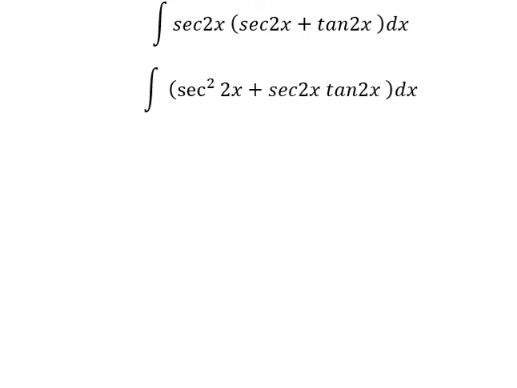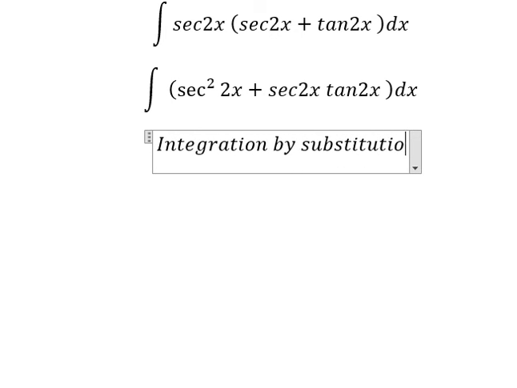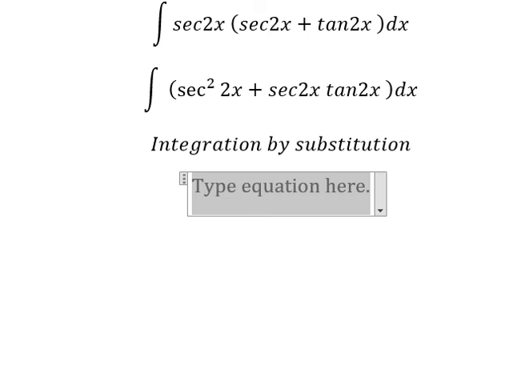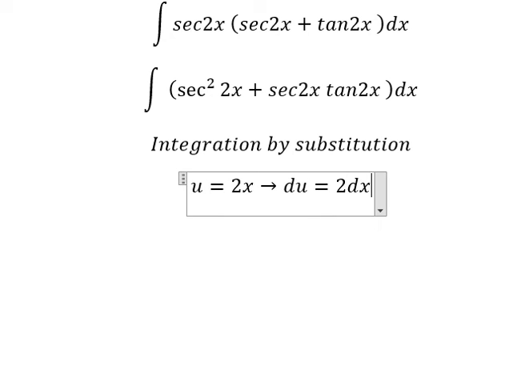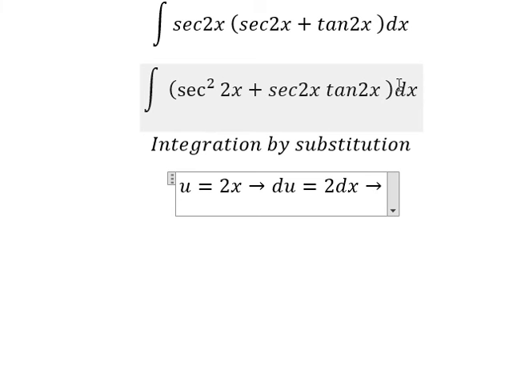Next, we need to use integration by substitution. So I will put u equals 2x. Then we take the first derivative of both sides, and we have du equals 2 dx, because the derivative of this one gives you number 1. So we have it like this. Because we don't have number 2 next to the dx, we need to divide both sides by number 2.